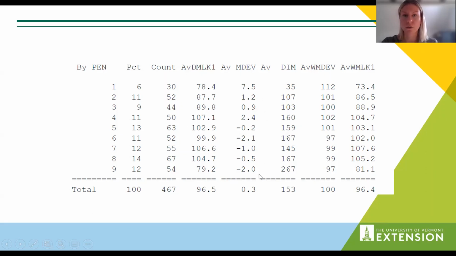Milk deviation means, is she performing at, below, or above what we expect her to be? Negative would be, we expected her to give more, and she's not quite giving us what we thought. Positive would be, we expected her to give less, so she's overachieving from what this system is estimating she'll be at. It'll give you the average days in milk, weekly milk deviation, which would be the last 7 days, and her average weekly milk, again the last 7 days.